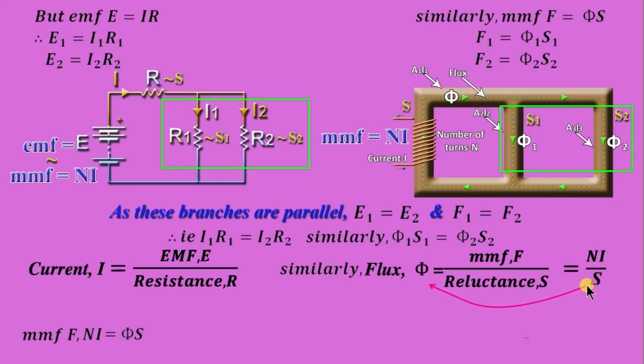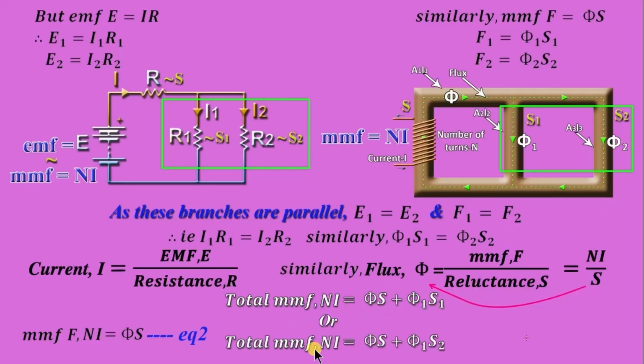Bringing reluctance S to this side, MMF is equal to N into I, that is equal to phi into S. Let this be equation number 2. Therefore, total MMF, N into I, is equal to phi into S plus phi 1 into S1. As this and this are same, this can be written as total MMF N into I is equal to phi into S plus phi 2 into S2, since phi 1 S1 and phi 2 S2 are same.